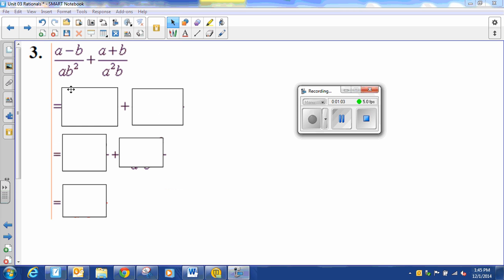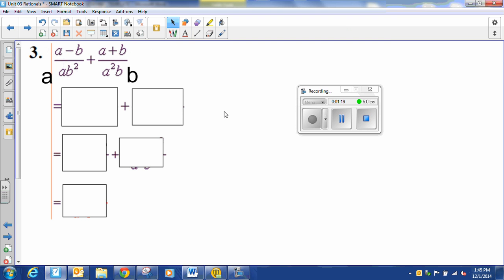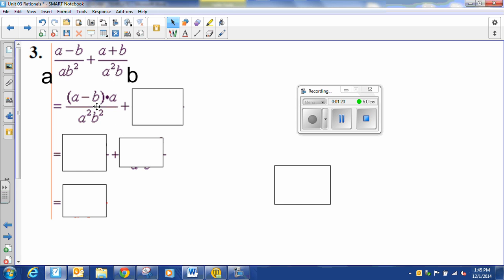Number 3, we have ab squared and a squared b, so therefore we're missing a b over here and an a over here. So the least common denominator is a squared b squared, so we need to multiply. As you can see, the a has been multiplied here to give us a squared. So a is up here, needs to distribute throughout.